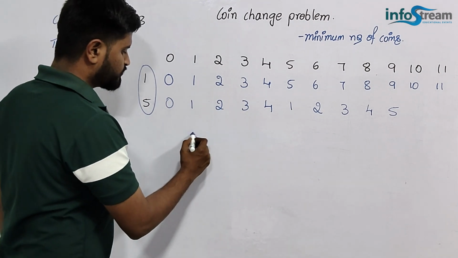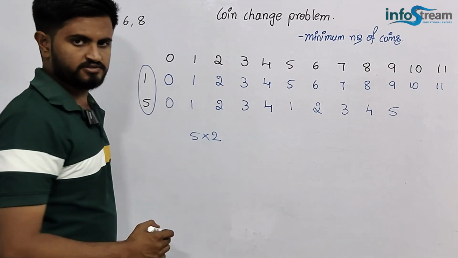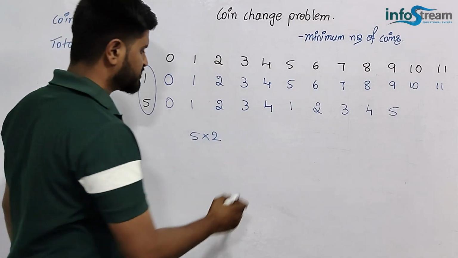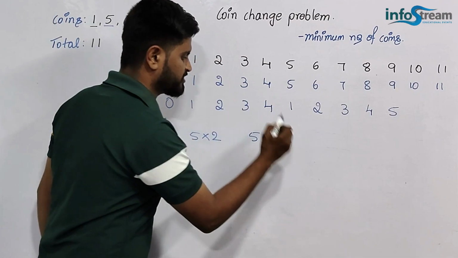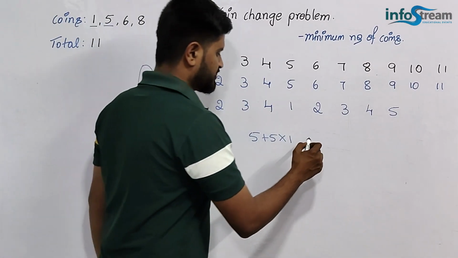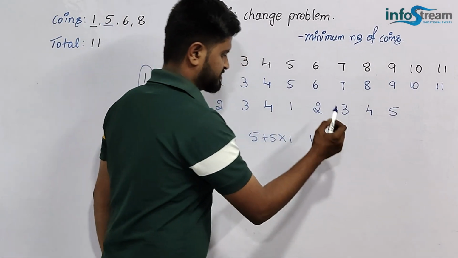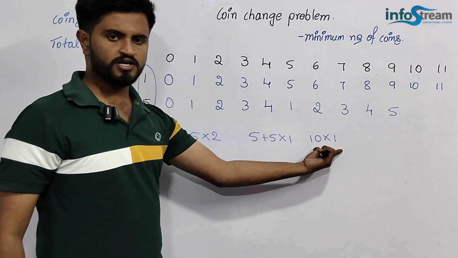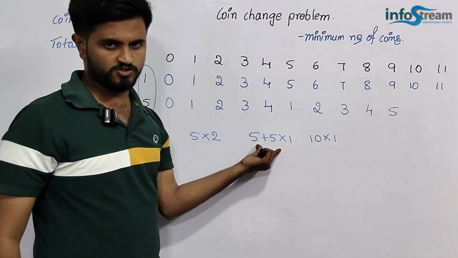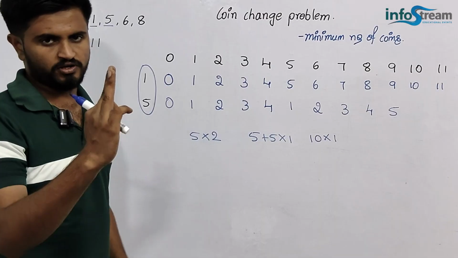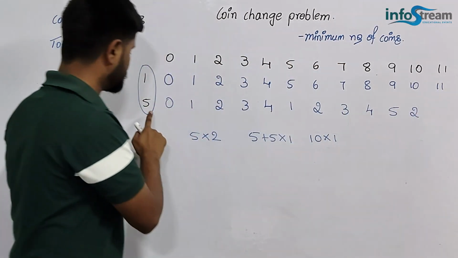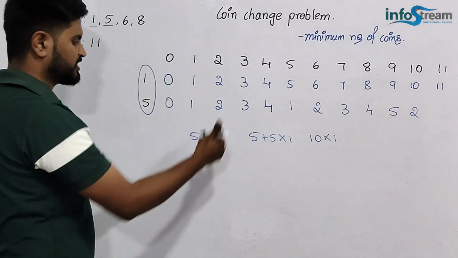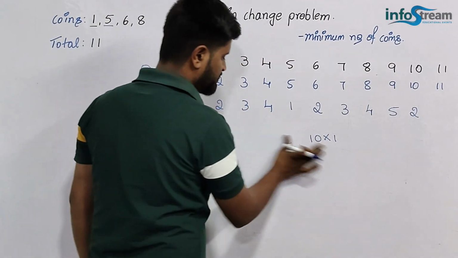Next, I must give 10 rupees as the change. I can give 2 5 rupee coins, or I can give 1 5 rupee coin and 5 1 rupee coins. Otherwise, I can give 10 1 rupee coins. Here I am using 10 coins. Here 5 plus 1, 6 coins. Here only 2 coins. So I will be using the minimum number of coins, that is I will be giving 2 5 rupee coins so that the value of the change will be fulfilled.